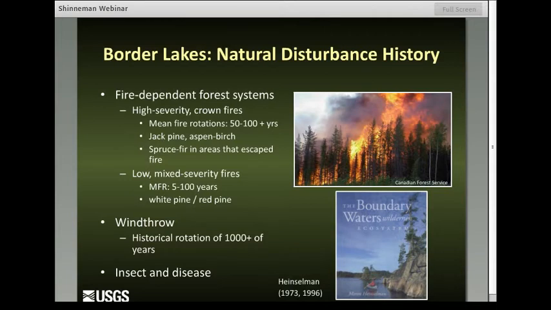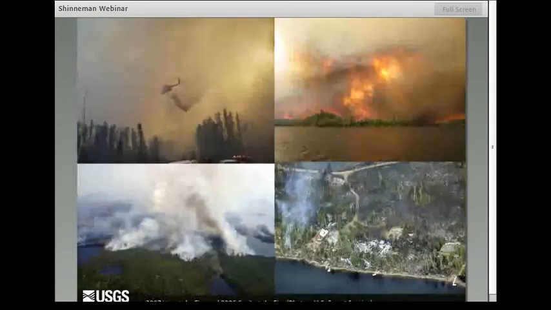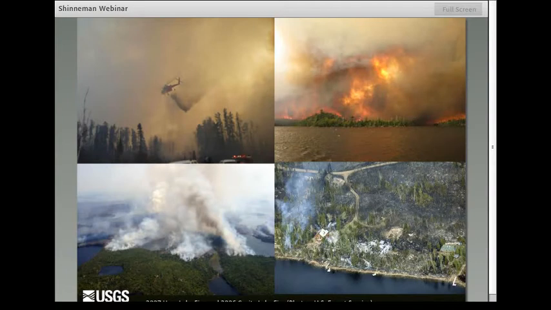We know a lot of this based on some of the seminal work that Bud Heinzelman did throughout his career using dendrochronology evidence to establish stand age dates and fire rotations. But we also know that the area has been affected by other disturbance agents as well, wind throw, as well as insects and disease. Because of its fire history, these systems really are resilient to disturbance, at least fire disturbance, but as well as other natural disturbance agents.